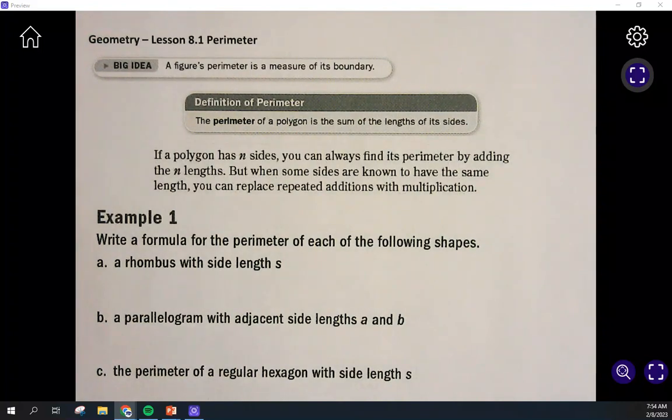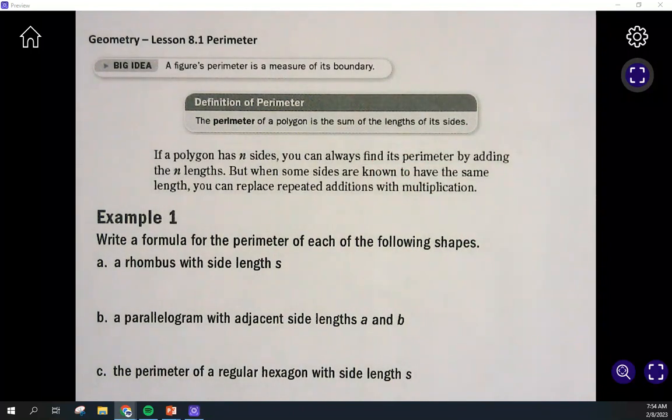This is Geometry Lesson 8.1. We're going to be looking at perimeter. So that's something that you've studied all the way back probably to elementary school, definitely in middle school. So the big idea says a figure's perimeter is the measure of its boundary. The definition of perimeter says the perimeter of a polygon is the sum of the lengths of its sides.